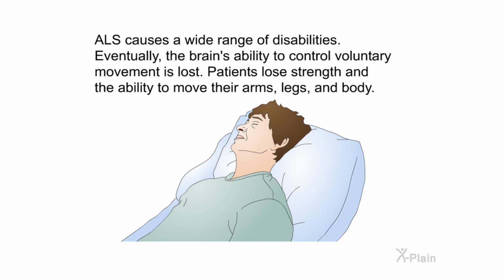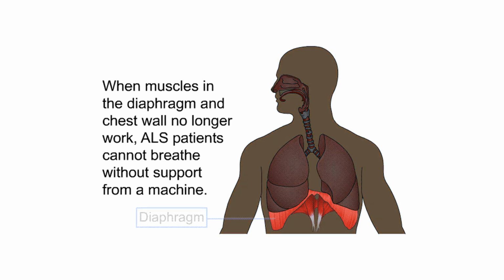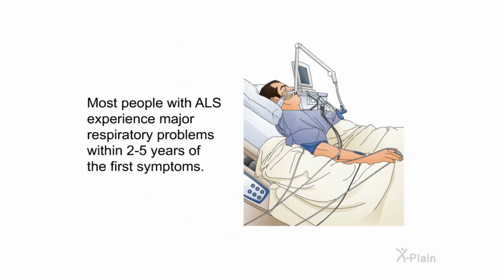ALS causes a wide range of disabilities. Eventually, the brain's ability to control voluntary movement is lost. Patients lose strength and the ability to move their arms, legs, and body. When muscles in the diaphragm and chest wall no longer work, ALS patients cannot breathe without support from a machine. Most people with ALS experience major respiratory problems within 2 to 5 years of the first symptoms.